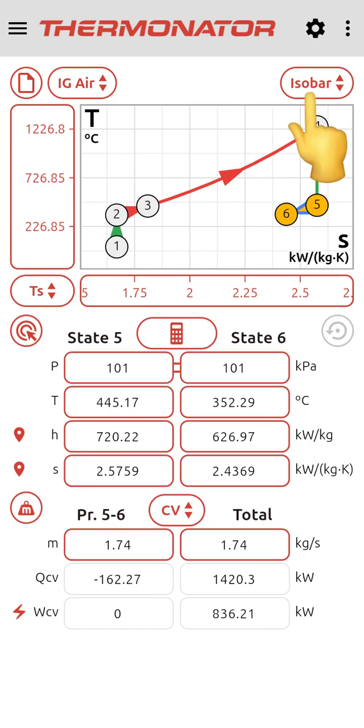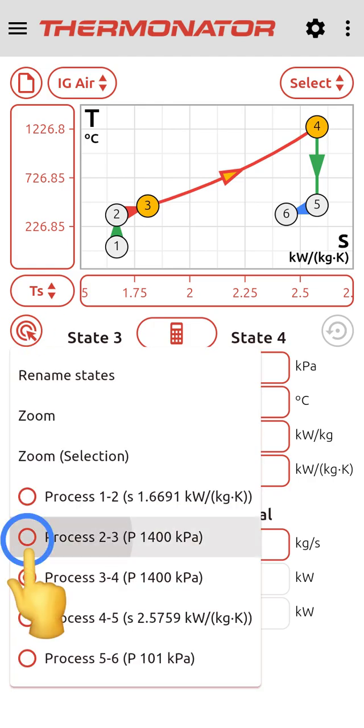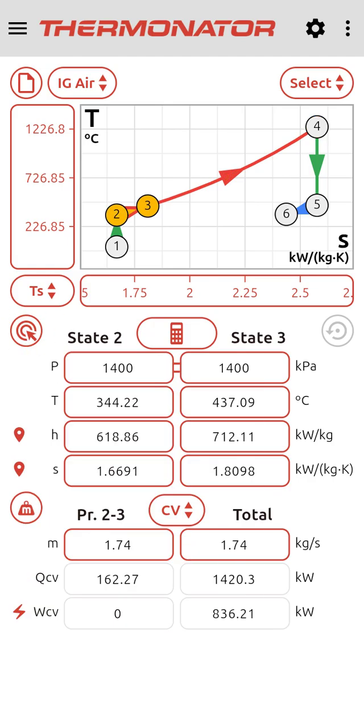We select process 3-4, that is, combustion. The solution is a heat consumed in combustion of 1420 kilowatts and a work output of 836 kilowatts. What is the purpose of the regenerative heat exchanger? We select the regenerative heat exchanger process, that is, process 2-3.